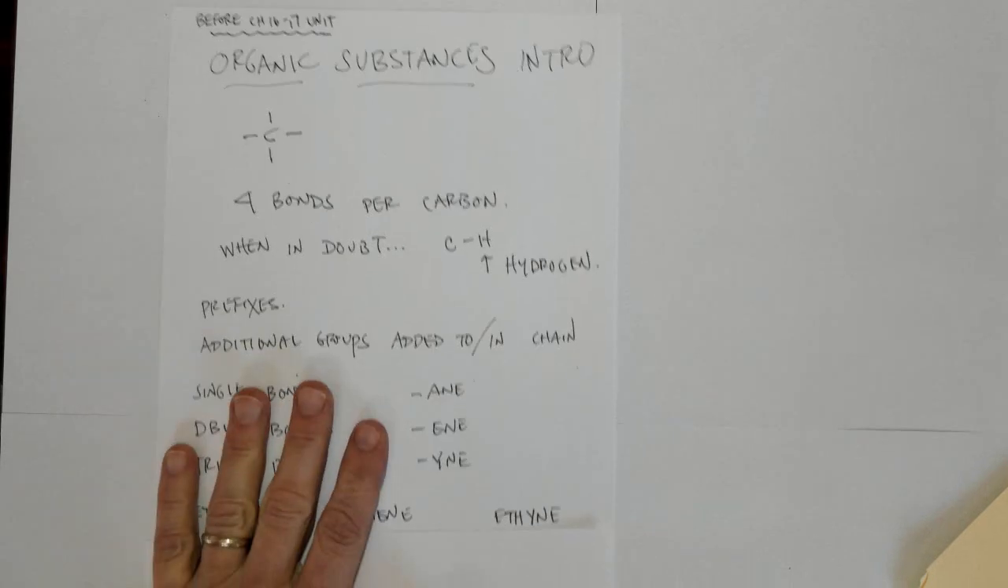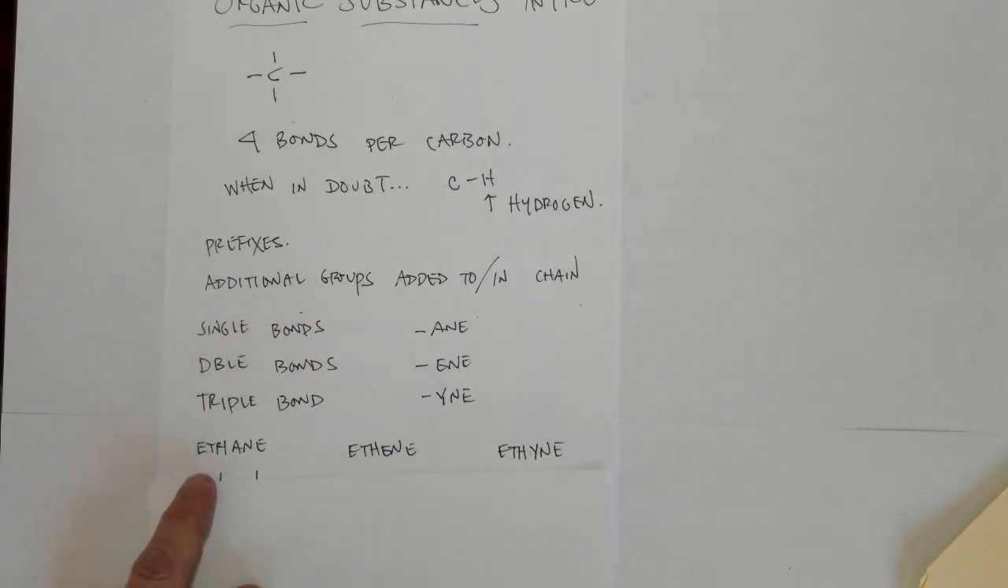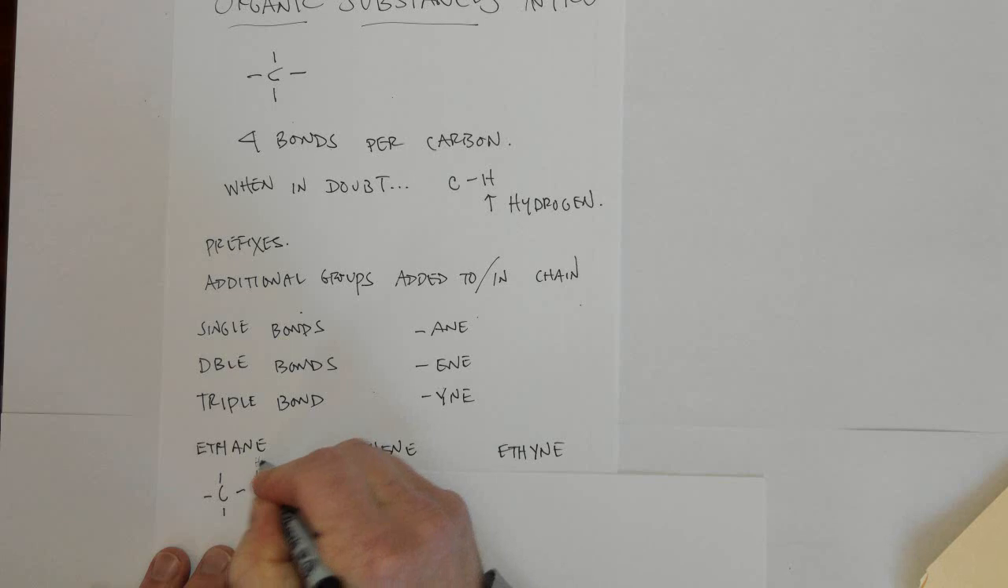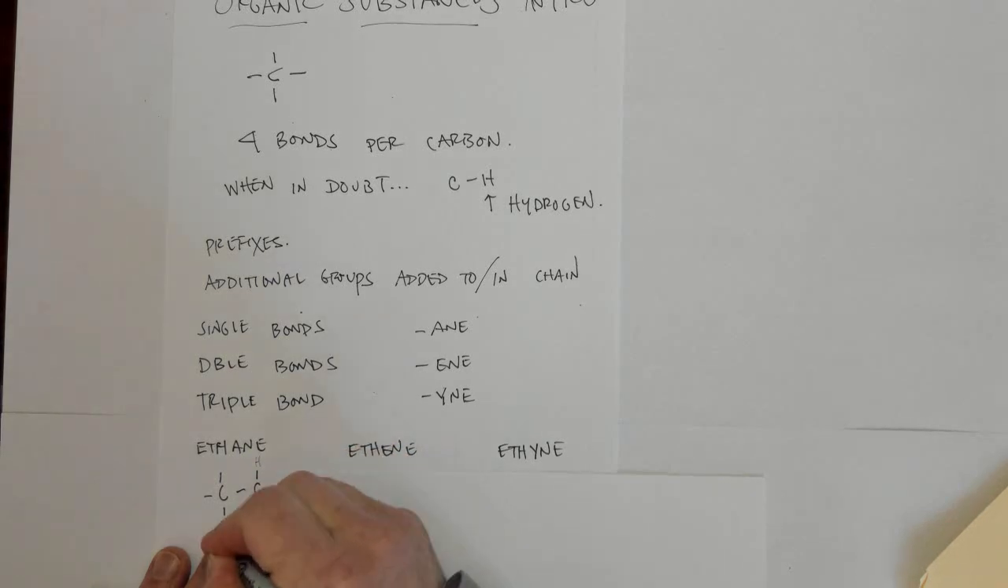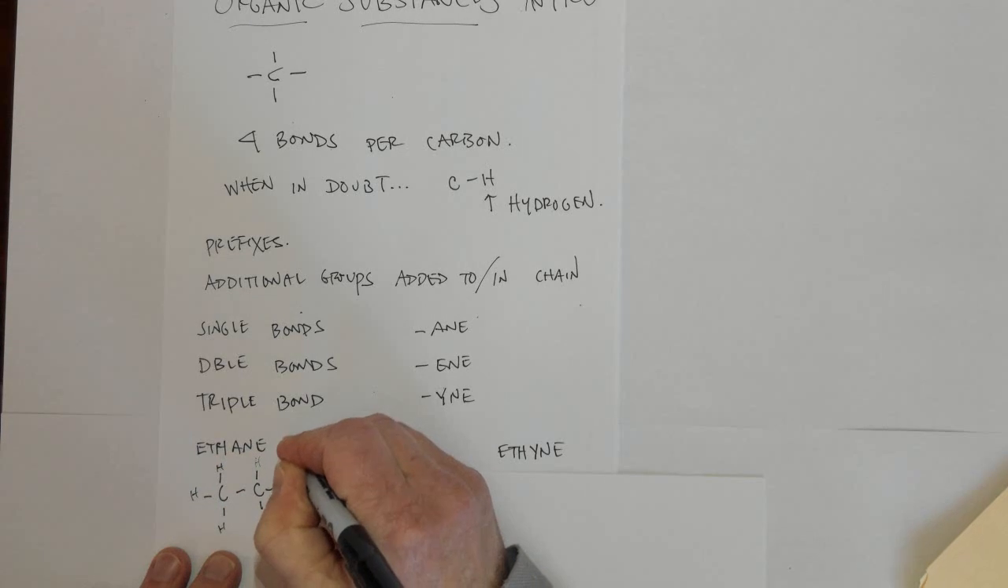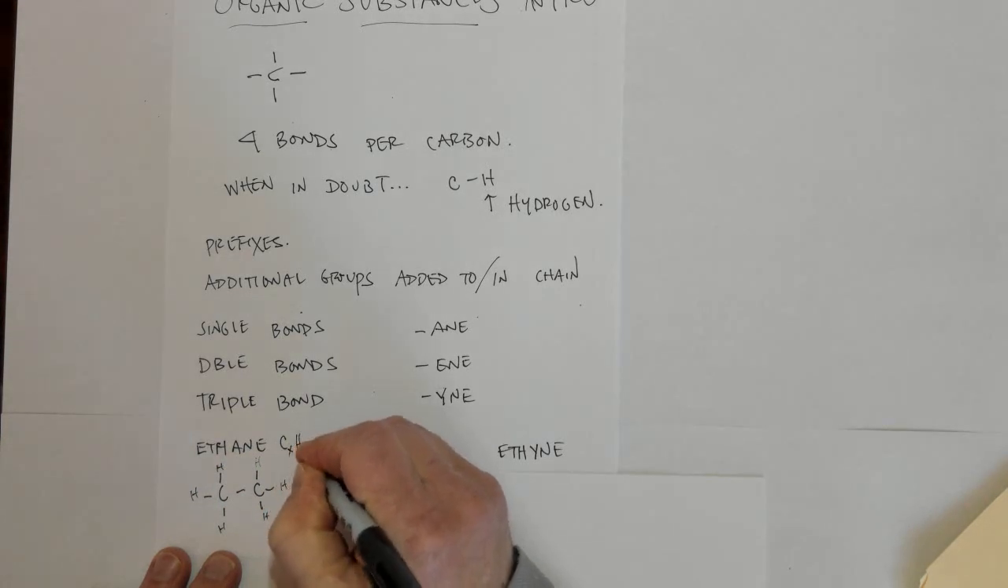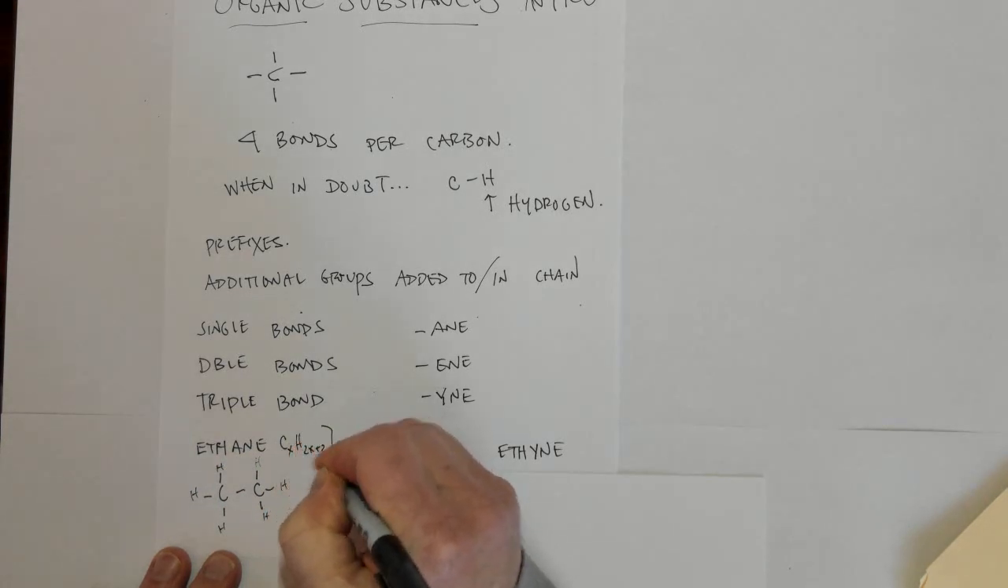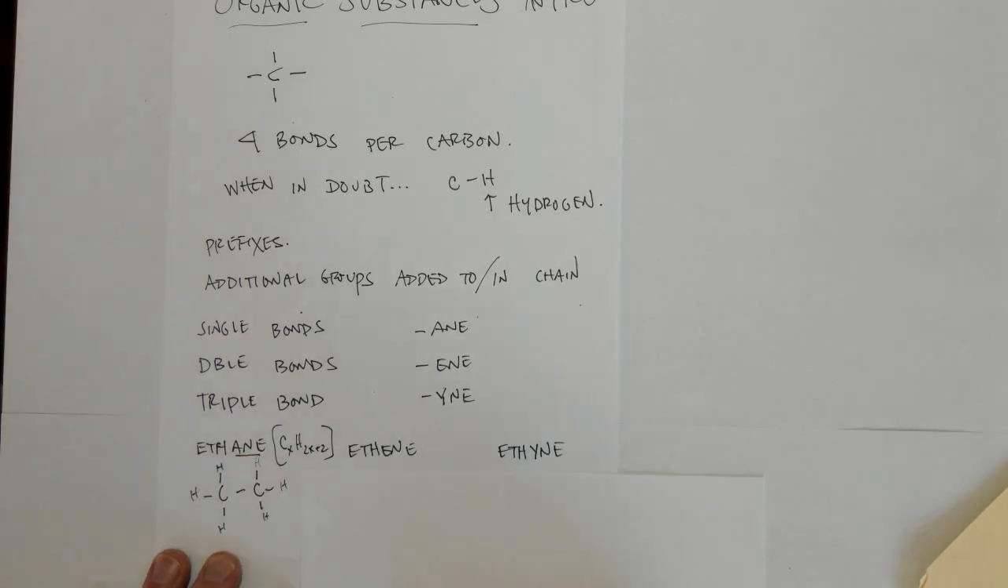So here's 3 examples. Here's ethane, C2, 2 carbons because it's the prefix eth, and then it would have 6 hydrogens around it, H, H, H, H, H, and H, and it fits the normal format of C to the X, H to the 2X plus 2. That's the normal -ane or alkane format.